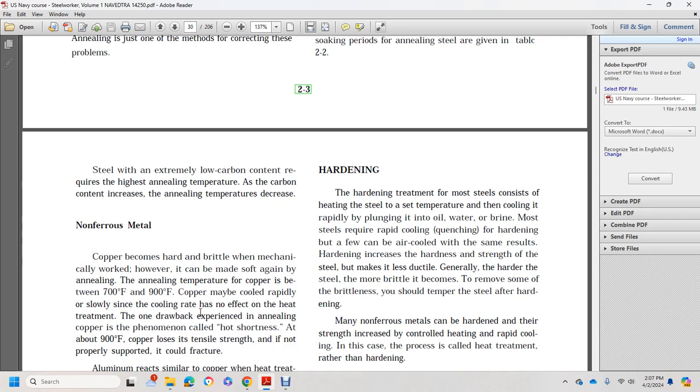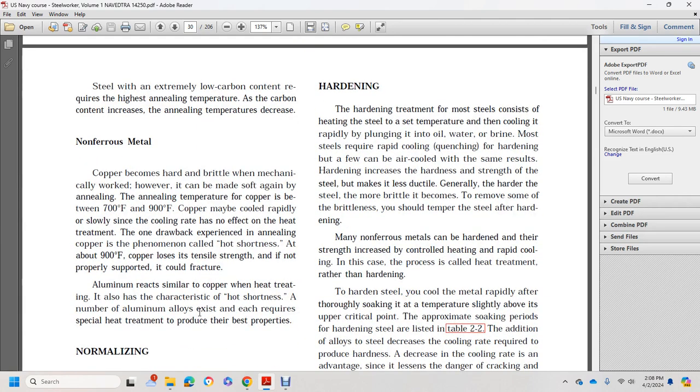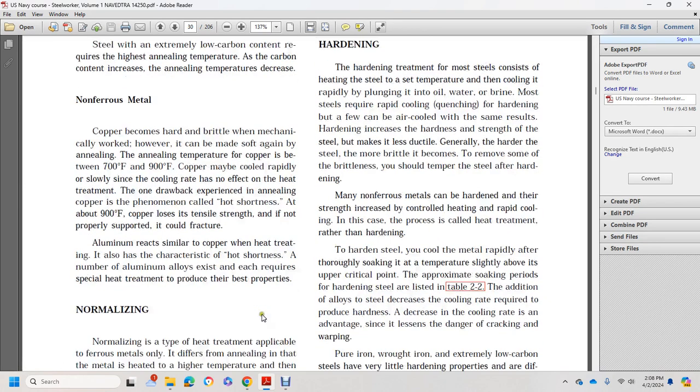The one drawback experienced with annealing copper is a phenomenon called hot shortness. At about 900 degrees Fahrenheit, copper loses much of its tensile strength and may fracture if not properly supported. Aluminum reacts similarly to copper when heated, showing the same characteristic of hot shortness. A number of aluminum alloys exist, and each requires special heat treatment to produce its best properties.